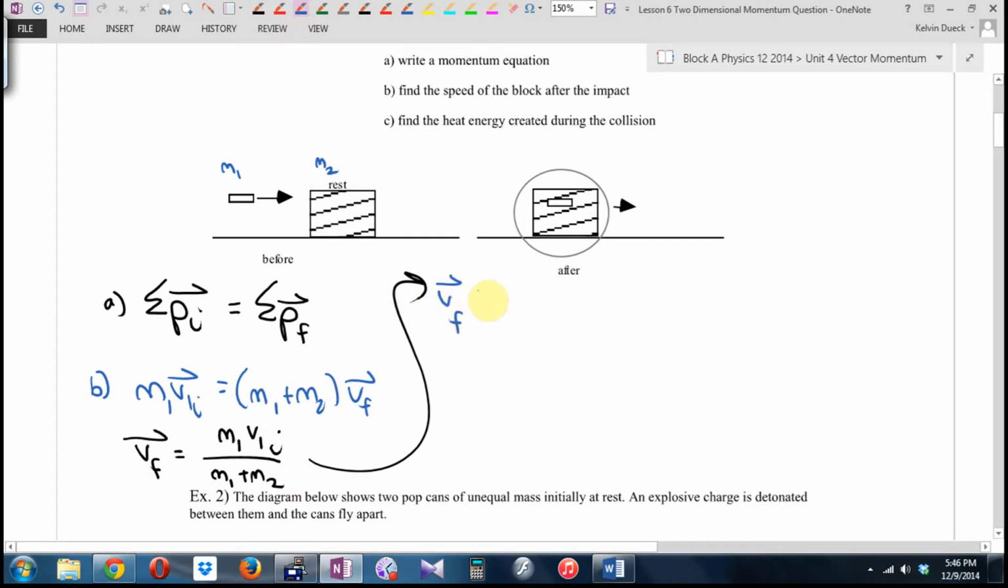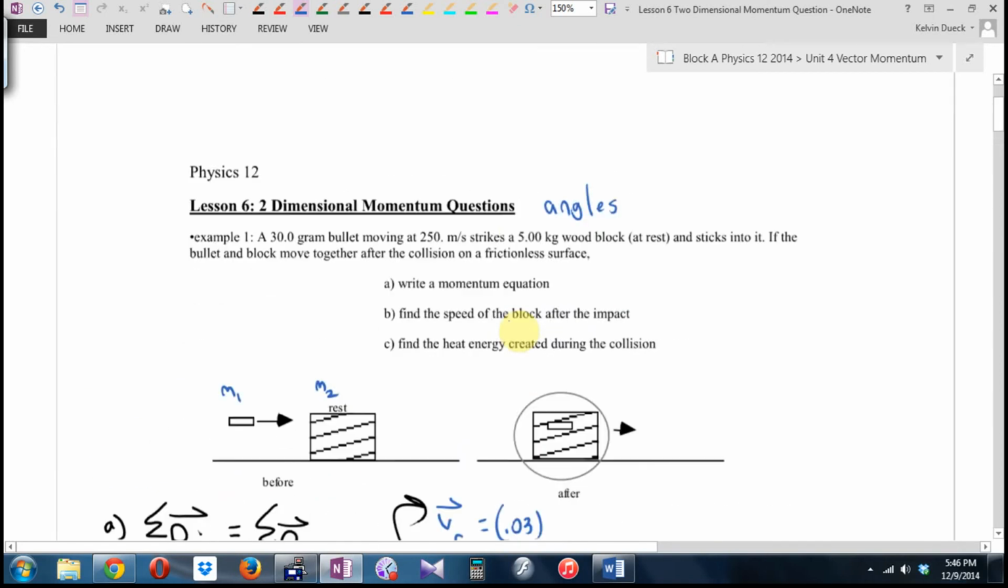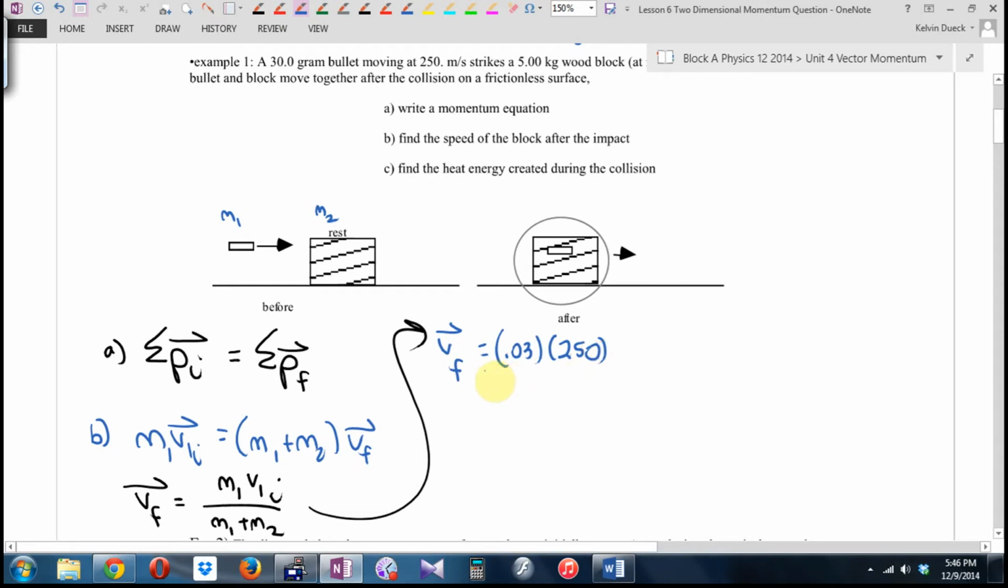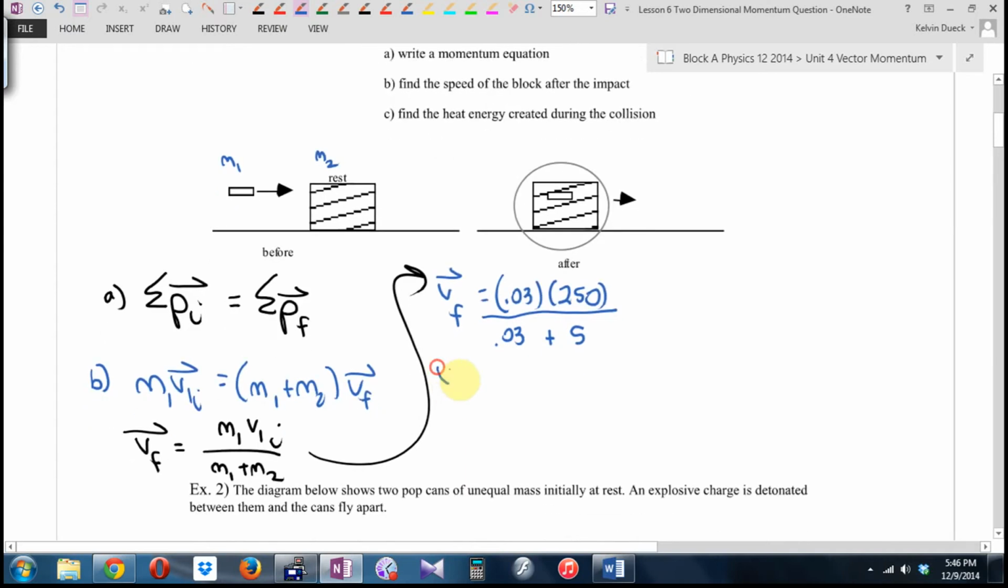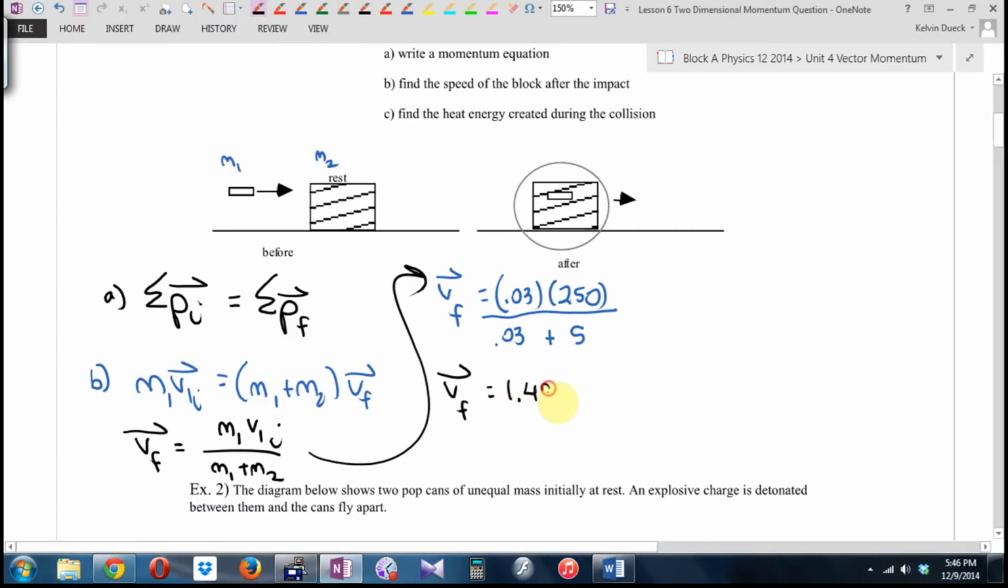V final is going to be mass 1, 30 grams, 0.03, times V1, 250, divided by 0.03 plus 5. What's the final speed? It does say final speed. I'm finding final velocity, but if they just want the speed, I would give them the magnitude instead of a directional component. 0.03 times 250, divided by 5.03. And I get 1.49 meters per second. There's the answer to B.